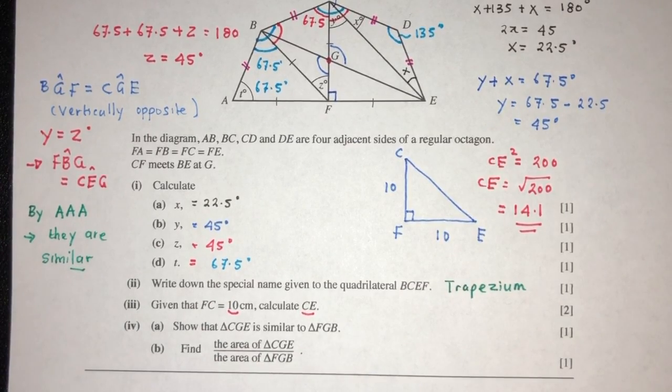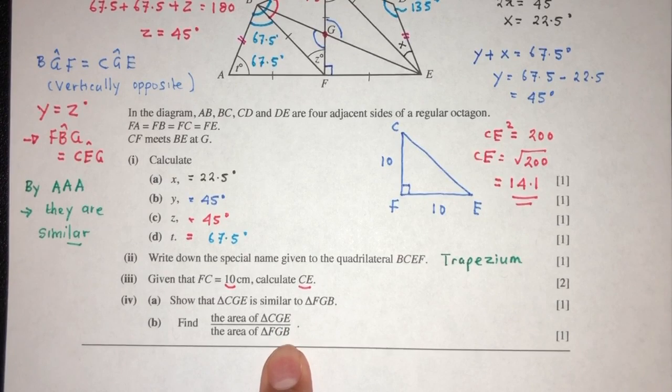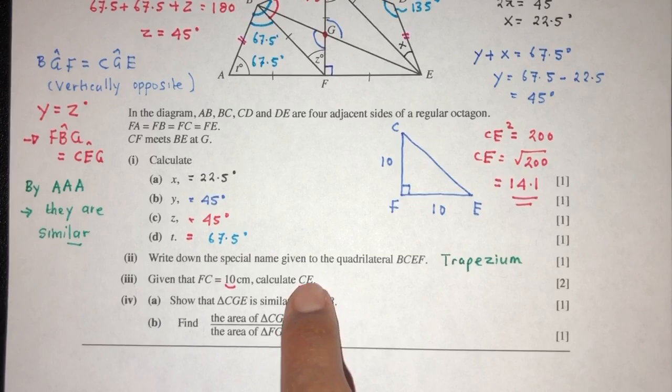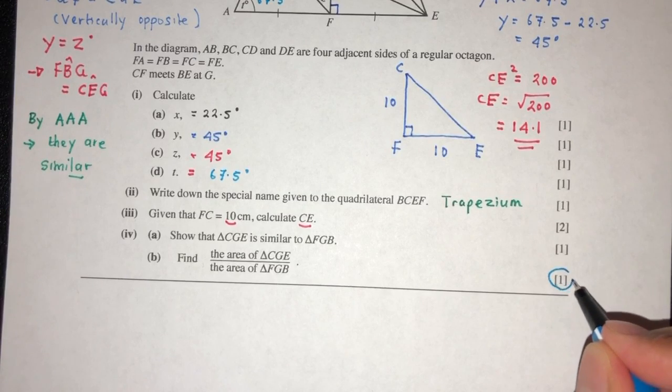I think that will be your answer for part 4 of your question A. Now for part B, we have to find the ratio of the area. So obviously we have to use similarity. So why did we find this? We have to use this for this one. Now, pretty easy. It is only 1 mark, so obviously it will not be very tough.